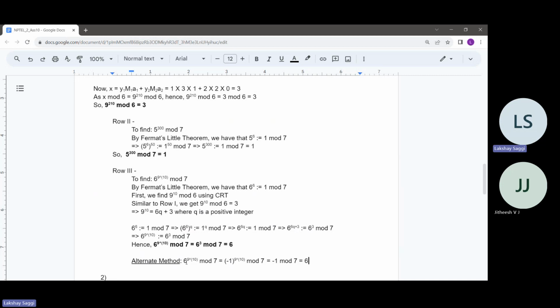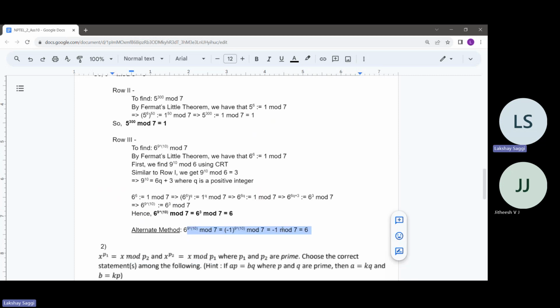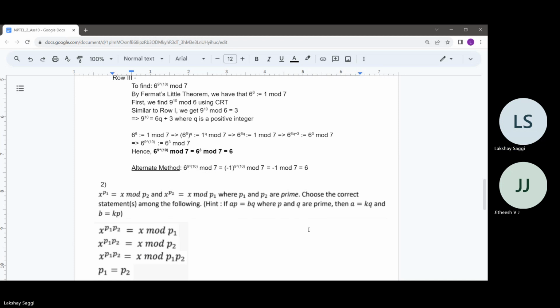So in the alternate method, you can do this in one line. Here it took a lot of lines. But this alternate method is very specific and could just be applied to this question because of the special structure present here. So yeah, that's how we obtain this equals to 6. So we are done.